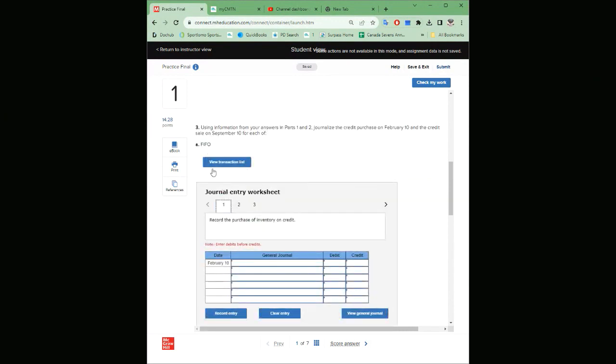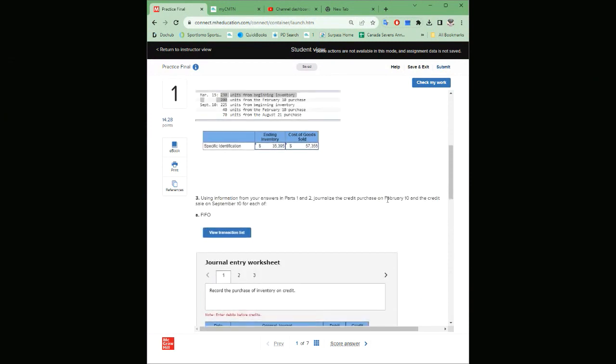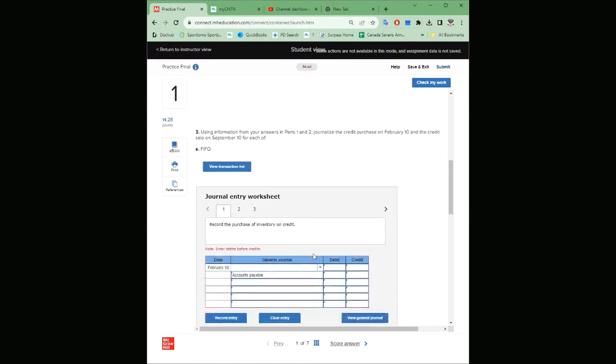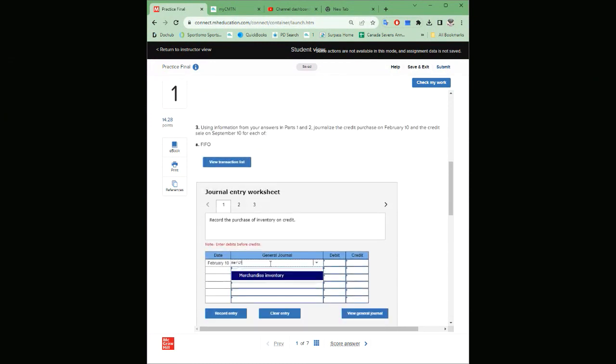And when we purchase inventory on credit, we always have accounts payable as our credit. And this was for February 10th. So February 10th, we purchased merchandise inventory. So our balance of merchandise inventory goes up 25,200. Oops. Record the entry.